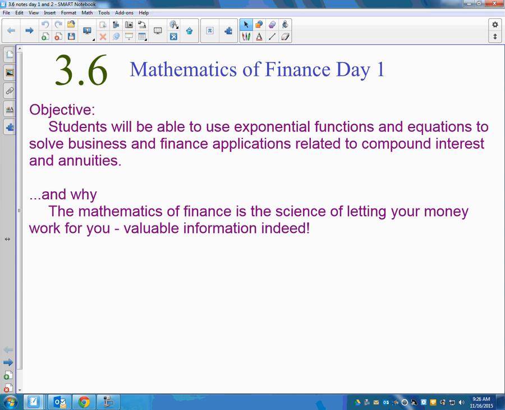We're going to talk about using exponential and log functions for these finance equations. Some you've seen before, and some are going to be new equations that you haven't seen before.